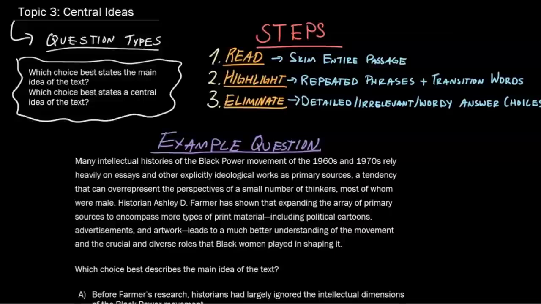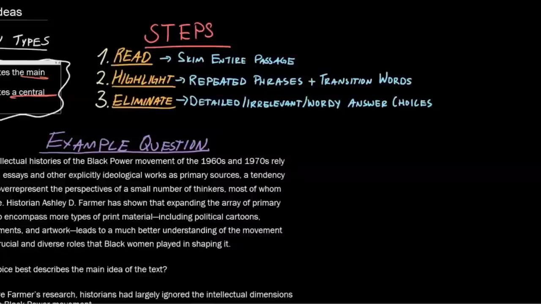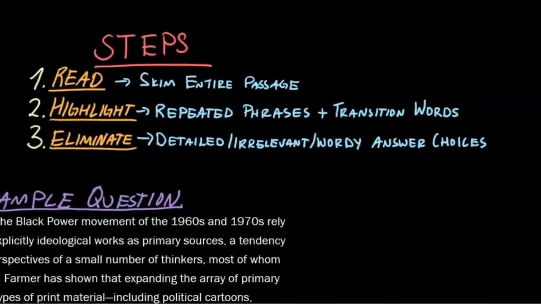SAT Topic 3, Central Ideas, is one of the most important skills that you're going to want to have in your back pocket for the SAT exam. There's only two questions the College Board can really ask you here. They're pretty much the same thing. Which choice best states a main idea? Which choice best states the central idea? There's three steps that you're going to want to keep in mind here.